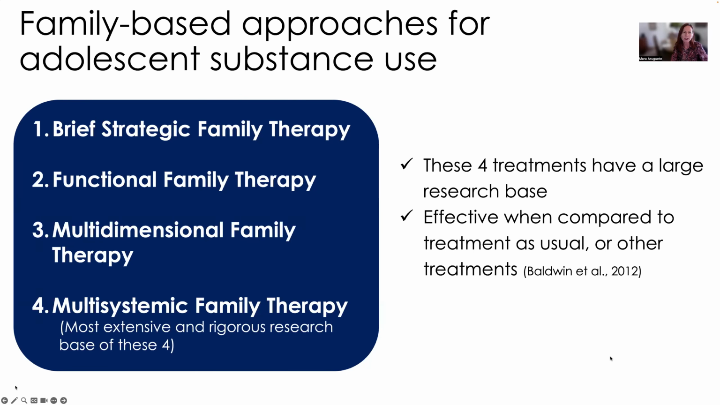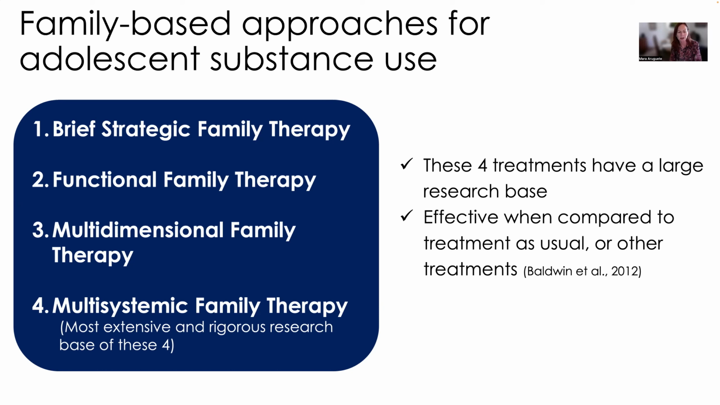Okay, I want to talk about 4 in particular, family-based approaches for adolescent substance use. So this is when adolescent children are using, as opposed to, say, another family member. I'm going to talk about brief strategic family therapy, functional family therapy, multidimensional family therapy, and multisystemic family therapy, and we'll contrast those in the next slide.